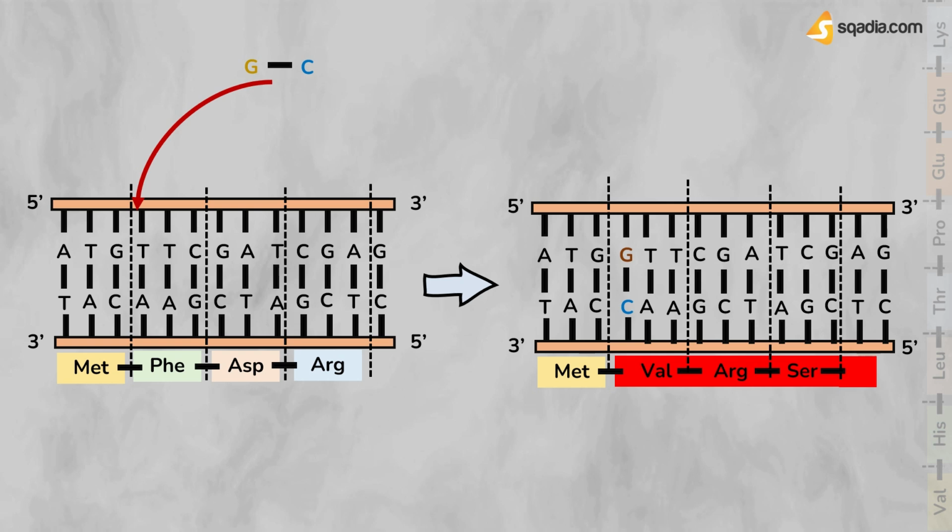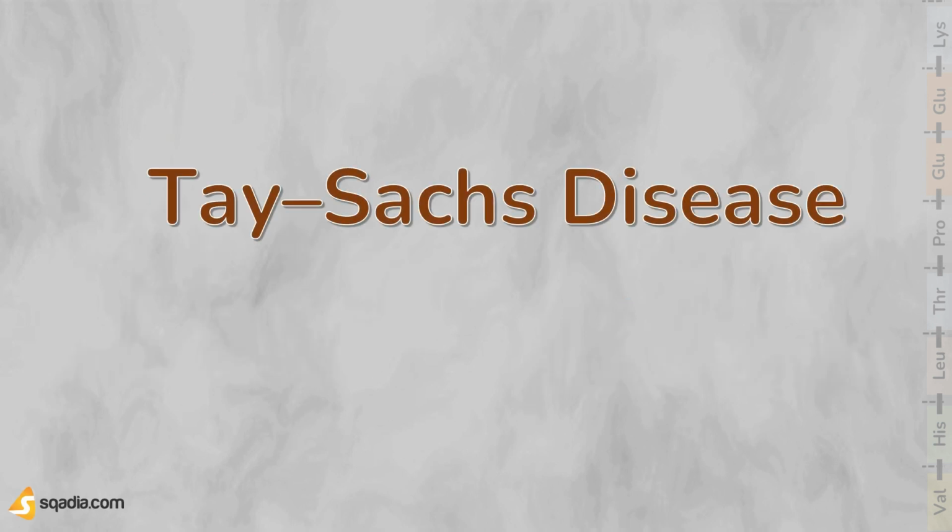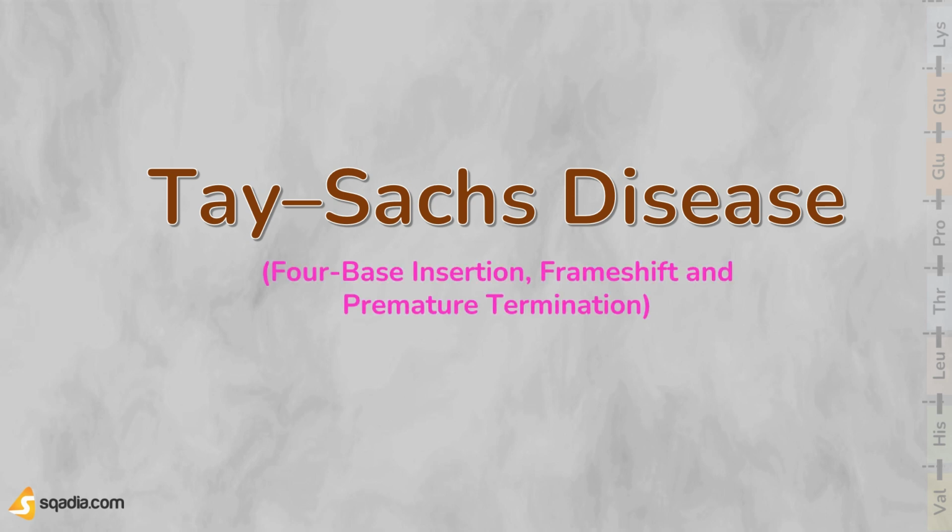If a deleted or inserted segment is of other than a multiple of 3 bases, the translational reading frame is disrupted in a frameshift mutation. The most common mutation causing Tay-Sachs disease is a 4-base insertion causing a frameshift and leading to premature termination, so that no functional hexosaminidase A is synthesized. Let's understand it.